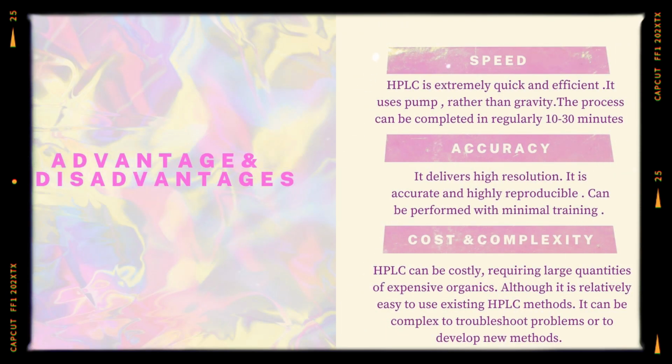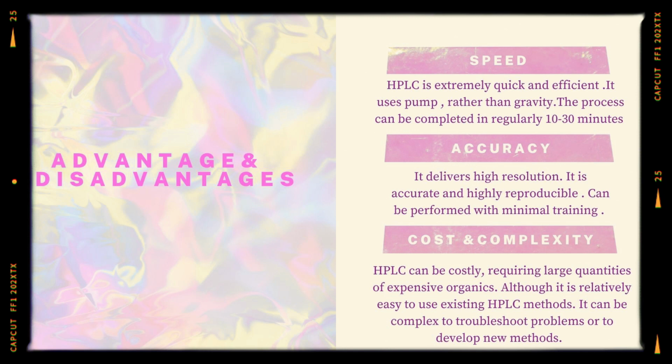The advantages and disadvantages of HPLC. In speed, HPLC is extremely quick and efficient. It uses a pump rather than gravity. The process can be completed in regularly 10 to 30 minutes. Next is accuracy. It delivers high resolution. It is accurate and highly reproducible. It can be performed with minimal training.